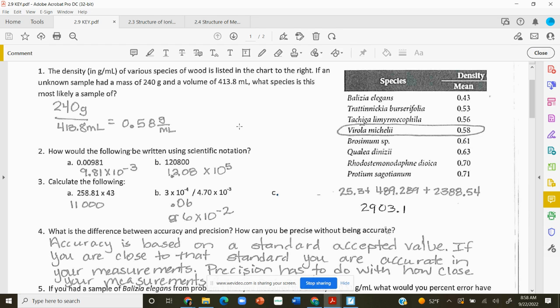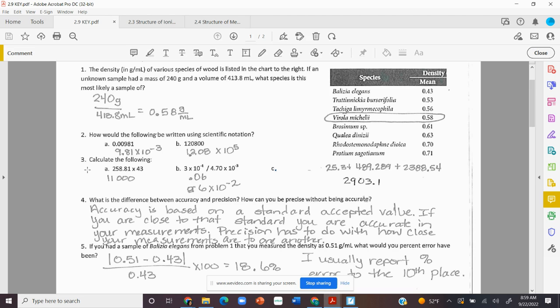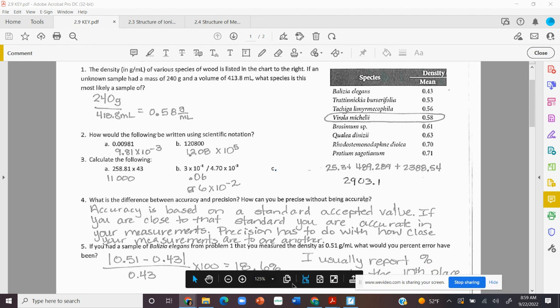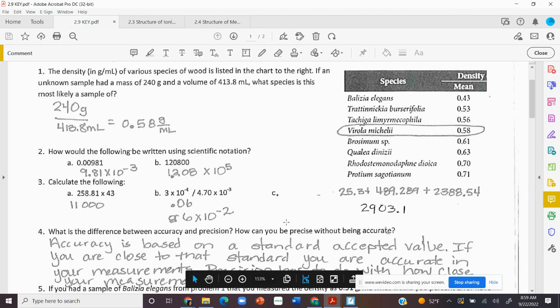All right. Any questions on problem number 1? All right. Problem number 2. Scientific notation. When we are doing scientific notation, let me see if I can get this just a scunch bigger here. I've got too many things in the way. There we go. That's better.